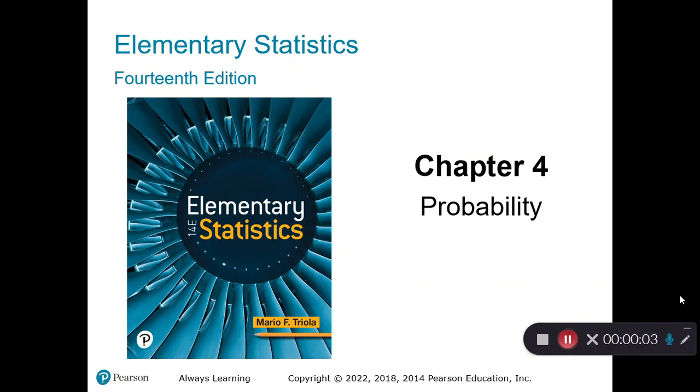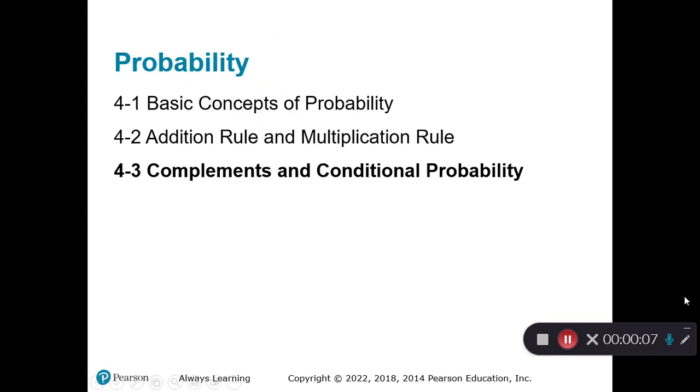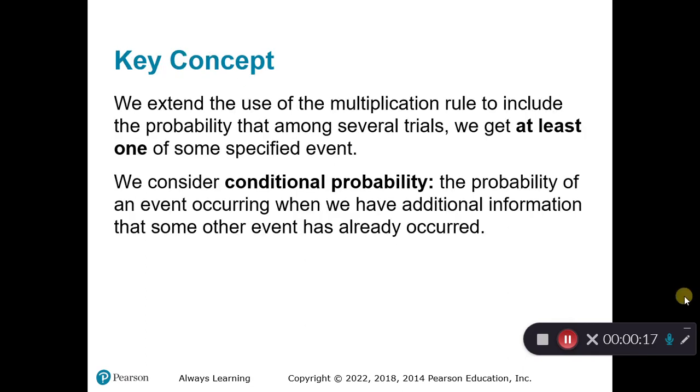We conclude our exploration of Chapter 4 with probability by looking at Section 4.3, an additional conversation about complements and conditional probability, both concepts that we introduced earlier in this chapter. Here we extend the use of the multiplication rule to calculate probabilities that among several trials we get at least one of some specified event.